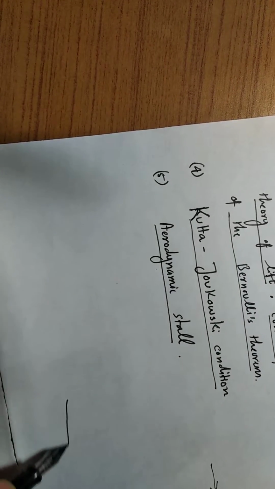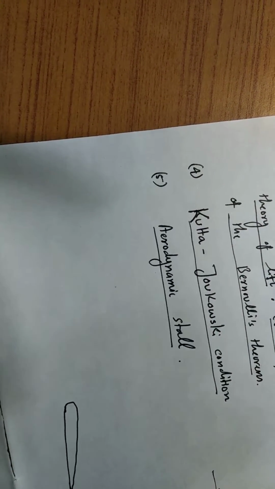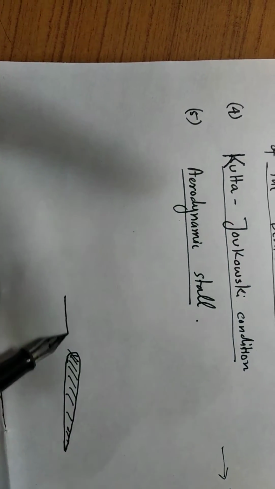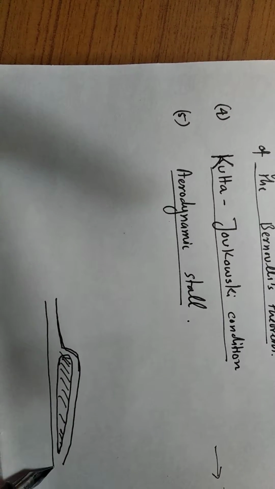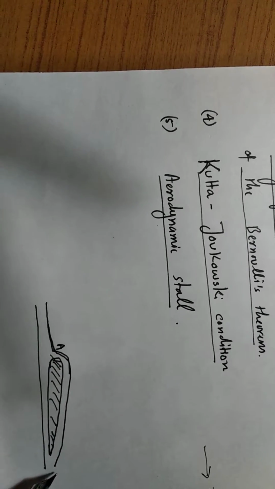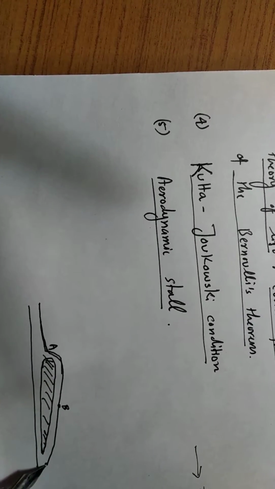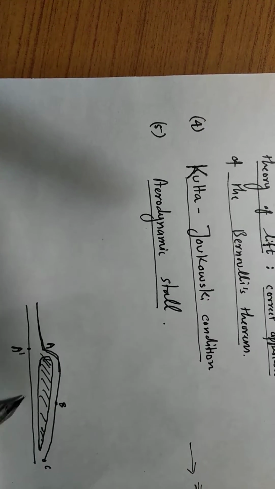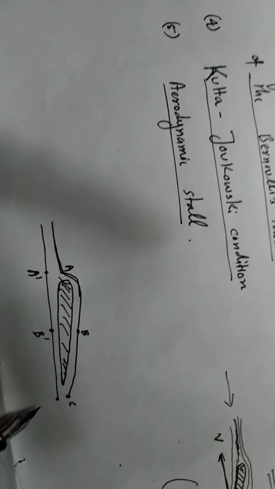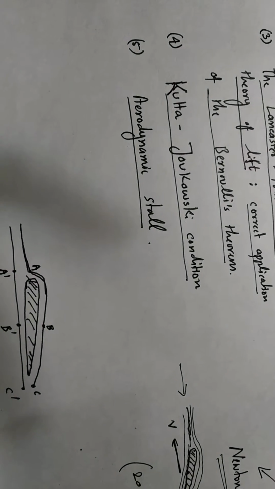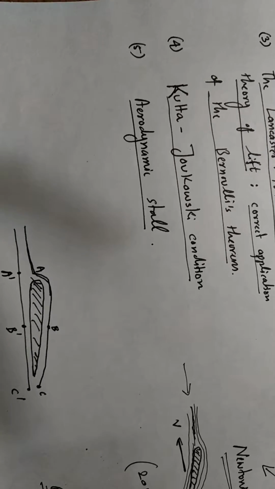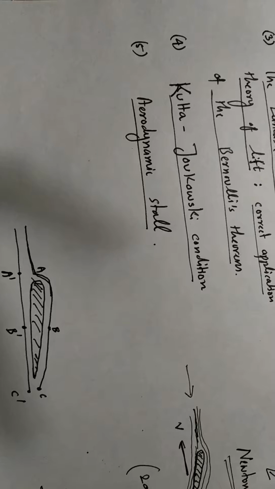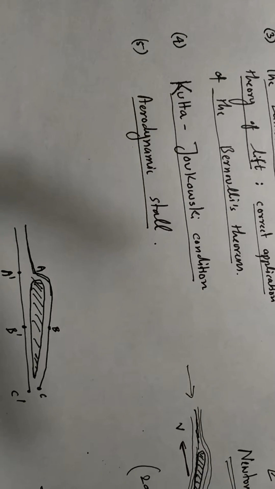So what is argued in the standard literature is that because of the curvature of the wing, the air parcels have to travel a longer distance. If you see, this distance is larger than this distance. So if this is point A, this is point B, say this is point C, and this is point A dash, this is B dash, say this is point C dash, then the length A, B, C is much bigger than the path A dash, B dash, C dash.